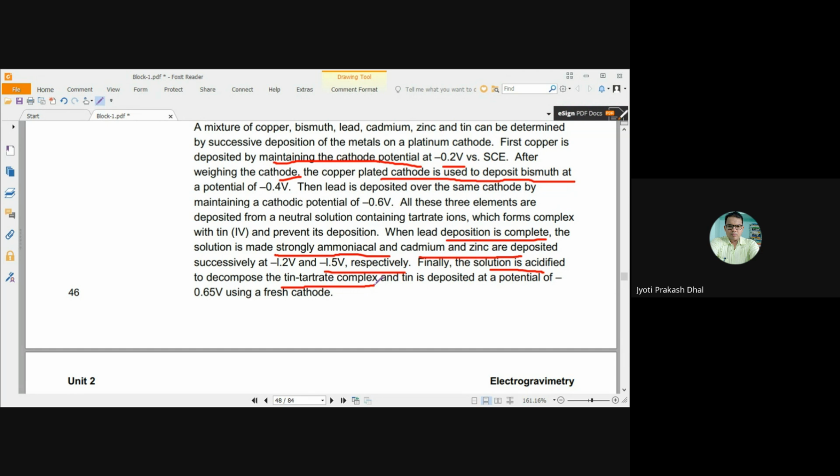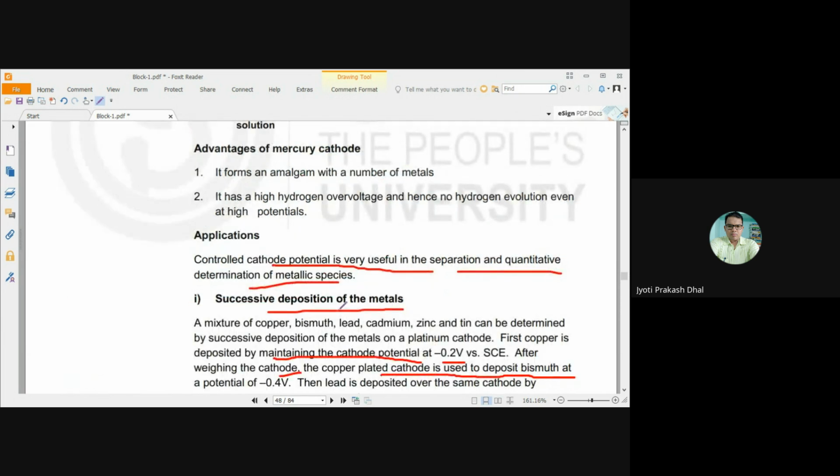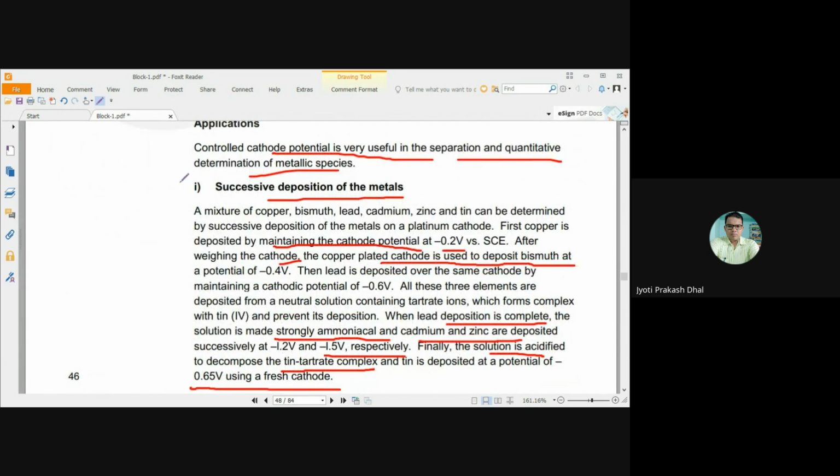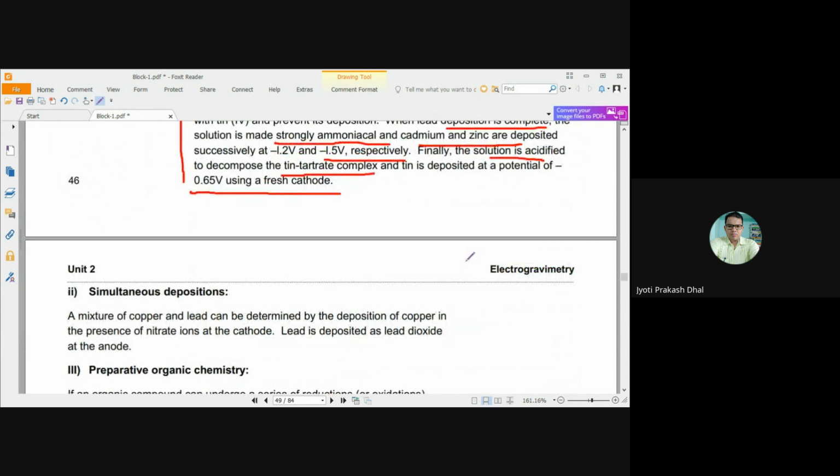The tin metallic ions which had formed a complex with tartaric acid can be decomposed, and the tin is deposited at a potential of plus 0.6 volt using a fresh cathode. So this is a very important application: successive deposition of different metals takes place at different cathodic potentials. For different cathodic potentials, a particular metal can be removed from the mixture solution.